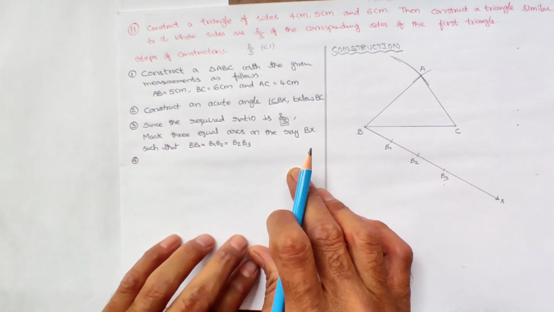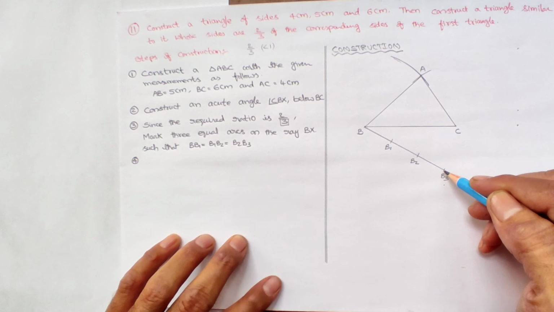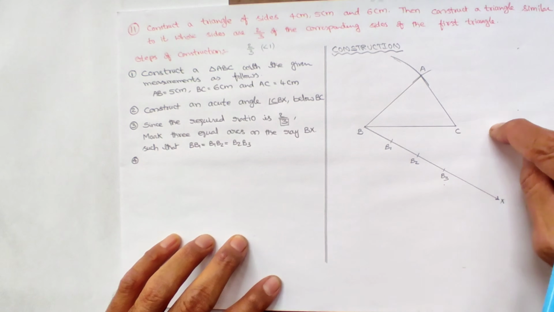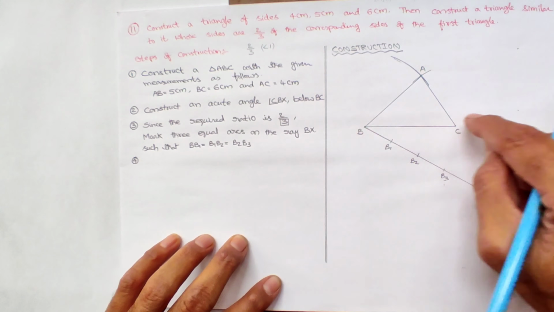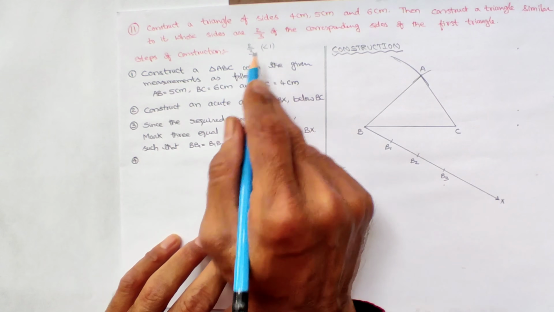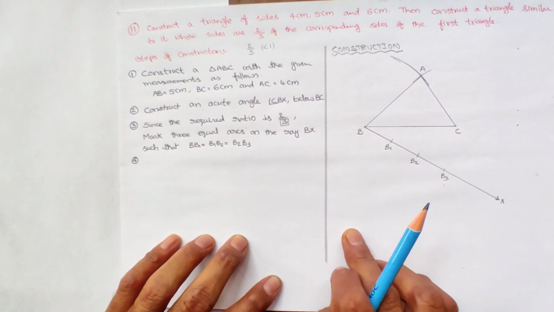For example, here if you join B2 to C, then from B3 you have to draw one parallel line. Then this B3 will be here, then C dash will come here, then from here one more parallel, A dash will come here. Then A dash B C dash will be bigger than ABC. But according to the scale factor, A dash B C dash should be smaller than ABC.